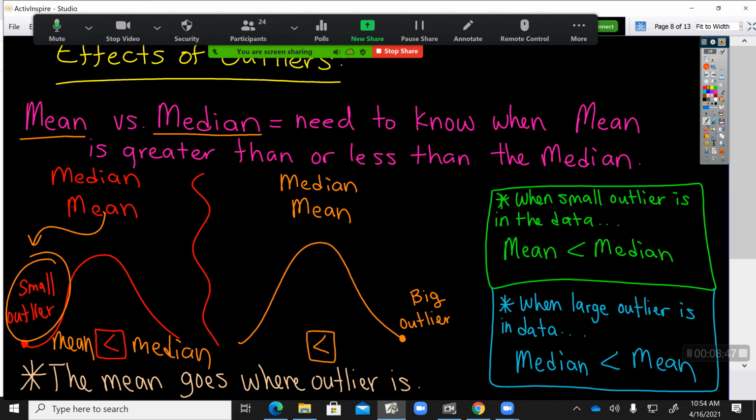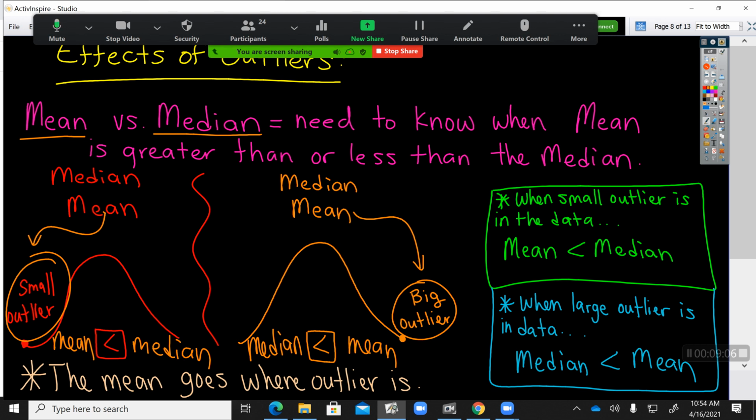So now in the second example, it's an example with a big outlier, a big number that's very different from the rest. Again, the word mean goes with that outlier. So that means that the word mean is on the right side, median is on the left. So how we read this is the median is less than the mean.